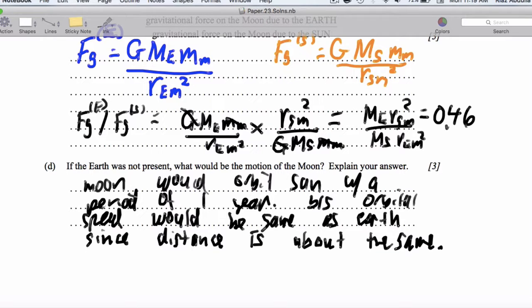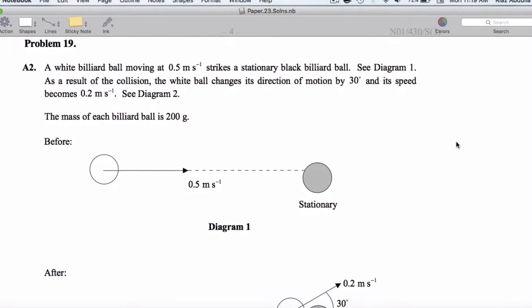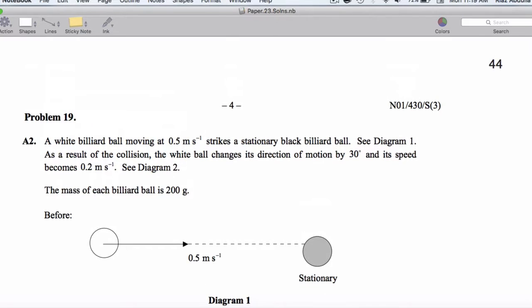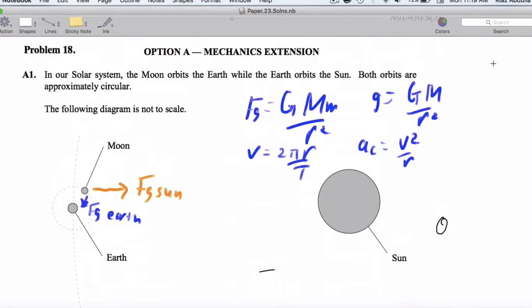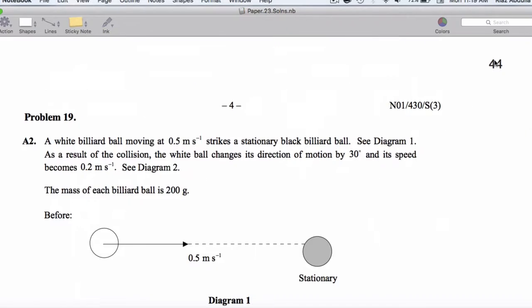All right, and then for part 2, a white billiard ball. Oh, actually, that's problem 19, right? Was this problem 18 that we just did? It is. So problem 19 will be the next problem. We'll take a look at that in the next video.